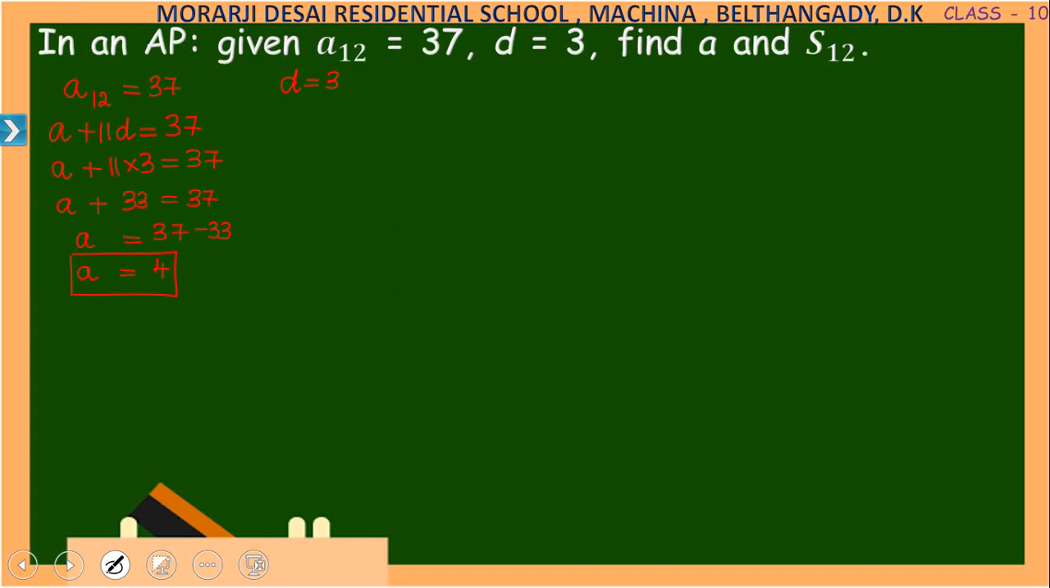Now find S12. To find S12, we can use the formula n by 2 into a plus an. So Sn is equal to, write the formula, n by 2 into a plus an. So S12 is equal to 12 by 2 into a plus a12.